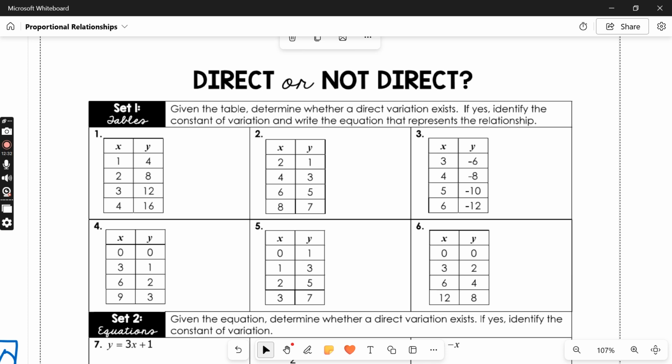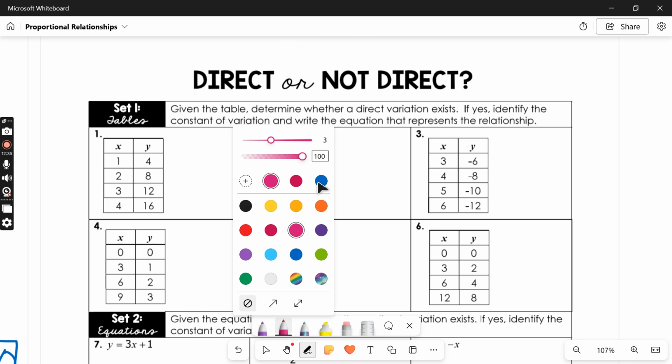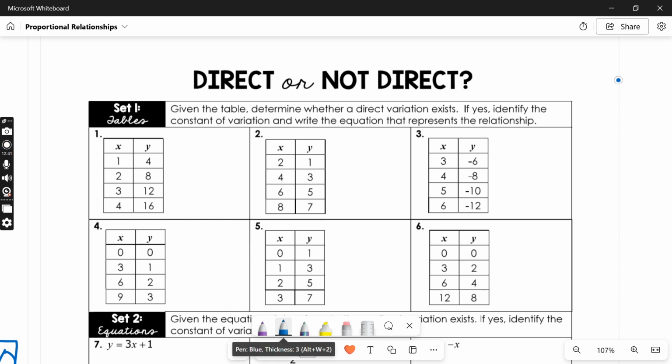you can play it to see if y'all got the right answers. Or you can just check with each other. But I'm going to go through this pretty quickly because I'm not showing the steps on this one. I'm just going through what you should get. So number 1, you should have yes. And it says give the table, determine whether it's direct variation. If yes, identify the constant of variation and write the equation. So yes, this one is k equals 4, which would be y equals 4x. You should have all 3 of those things.